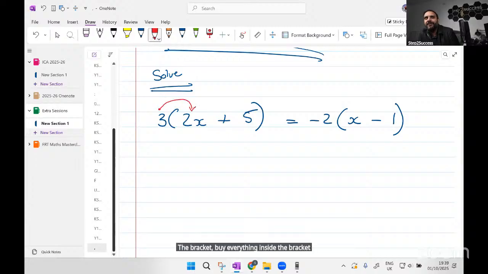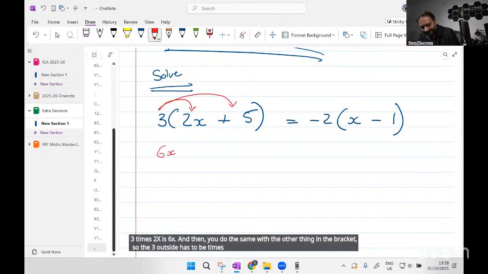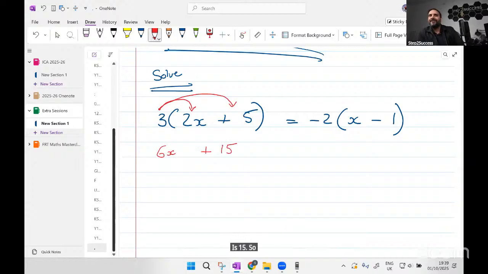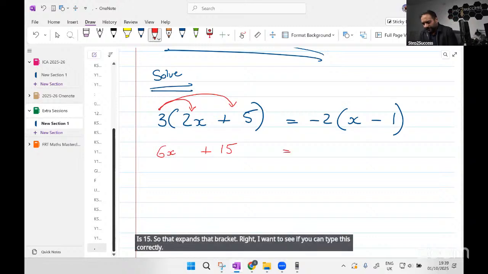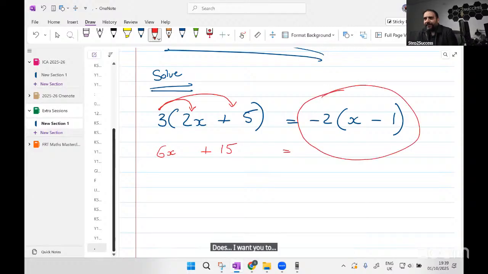So that 3 times is by the 2x. 3 times 2x is 6x. And then you do the same with the other thing in the bracket. So the 3 outside has to be times by the 5 inside as well. And 3 times 5 is 15. So that expands that bracket. Right, I want to see if you can type this correctly. I want you to expand this bracket and type what it gives you.